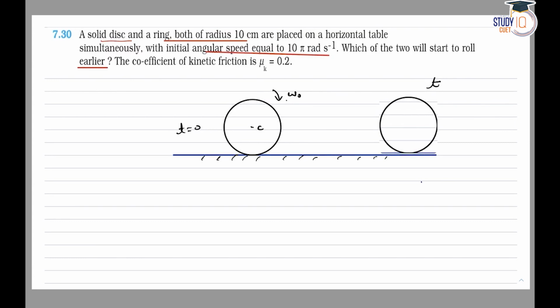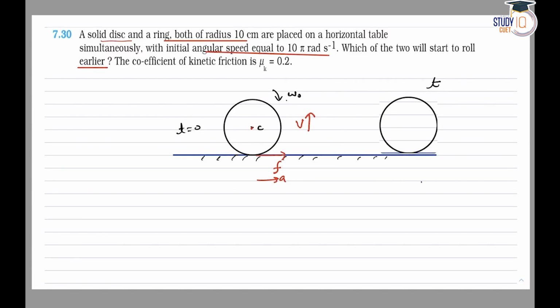As initially they have only angular velocity omega naught, initially slipping would be there. So in order to prevent the slipping, the friction will act in this direction, the forward direction, and due to this friction the acceleration will be in the forward direction, and this acceleration will increase the speed. And due to this frictional force, the torque is in the opposite sense of omega naught, so the omega will decrease and linear speed will increase.